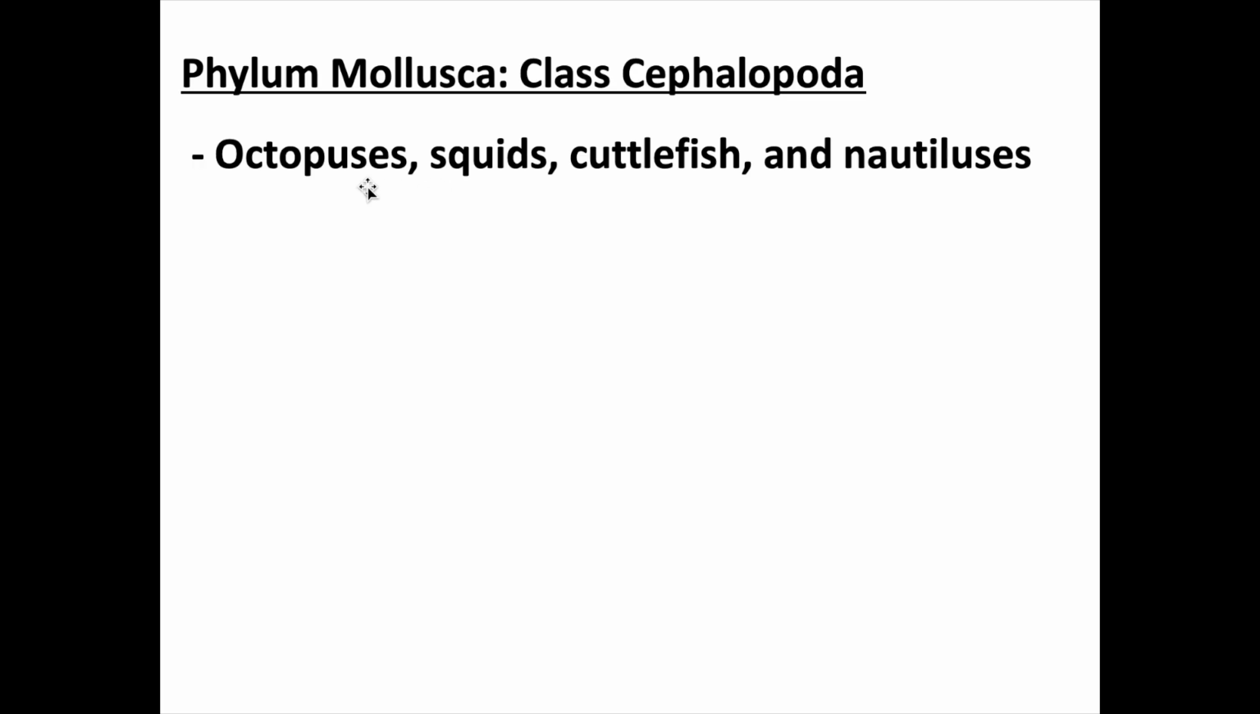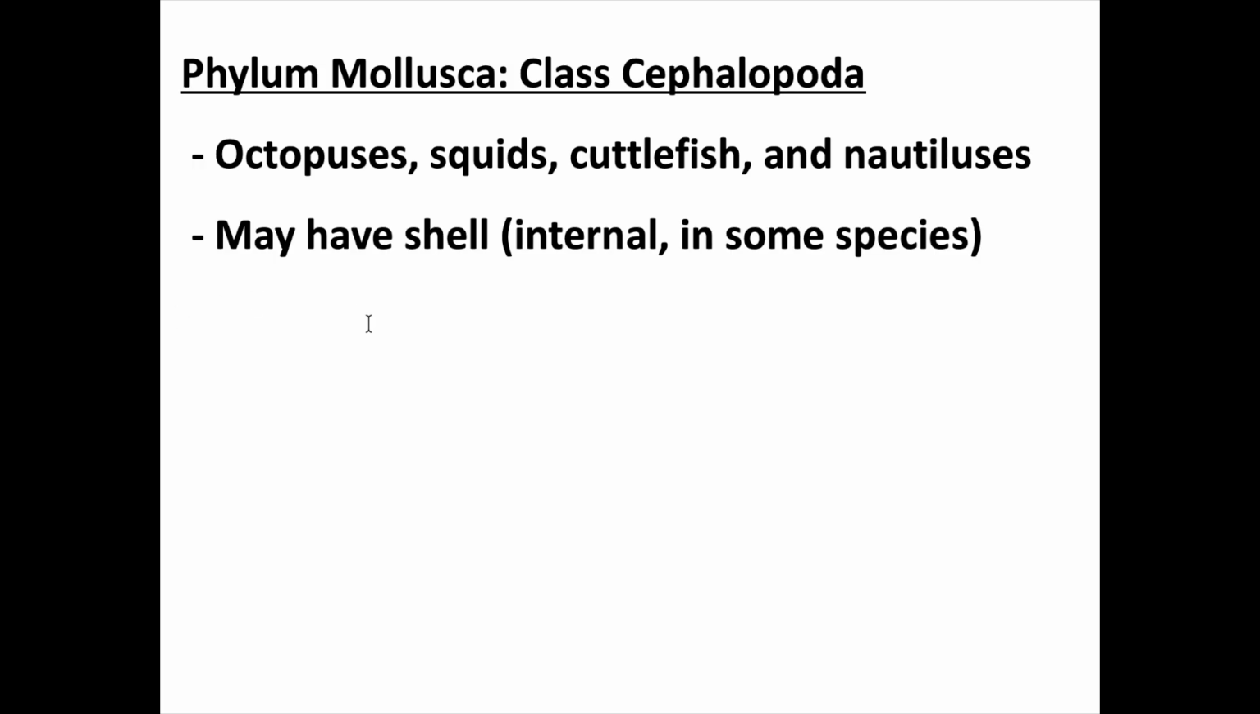Technically you say octopi if you're referring to a bunch of individuals of those creatures. But if you're talking about multiple different groups, grammatically you do get to say octopuses. We'll see fishes in the next chapter too, and it always sounds weird, but it's technically correct. We've got octopuses, squids, cuttlefish, and nautiluses here in class Cephalopoda. What can we say about cephalopods, though?